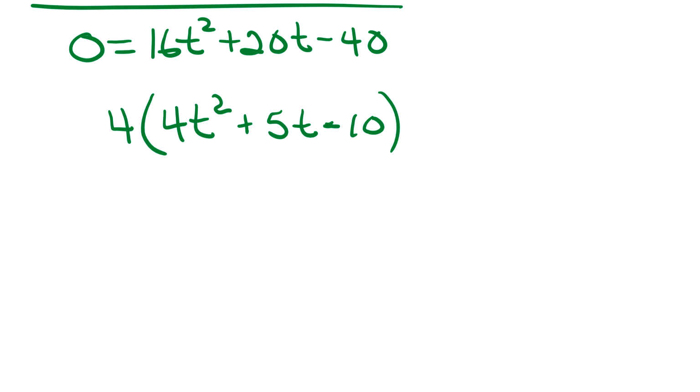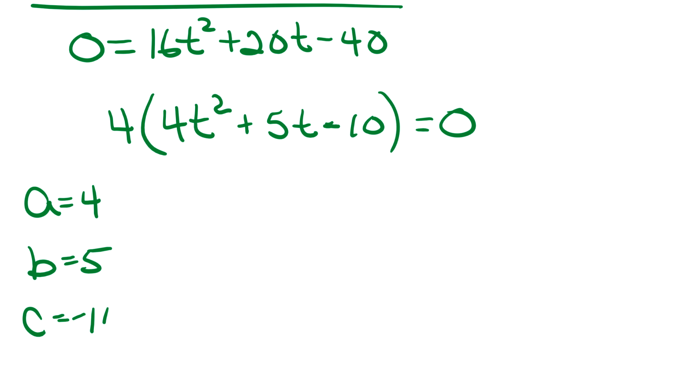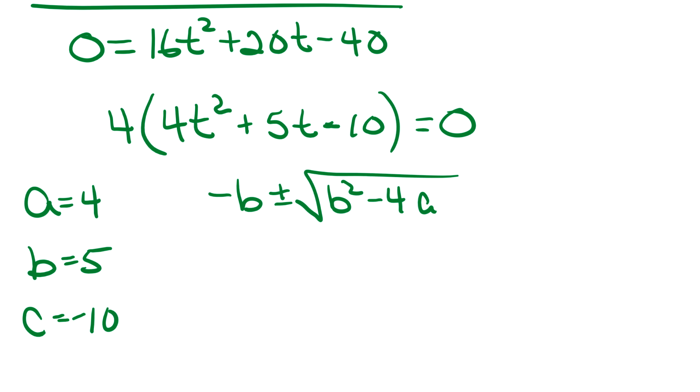Okay, so now I can discount the 4. That's out of it because I'm solving for t. Remember, this is equal to 0. So now I can say that a equals 4, b equals 5, and c equals negative 10. Okay, and I apply it to negative b plus or minus the square root of b squared minus 4 times a times c, all over 2a. So let's go ahead and fill it in.